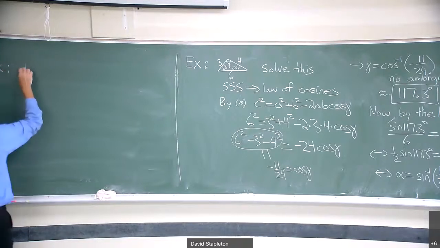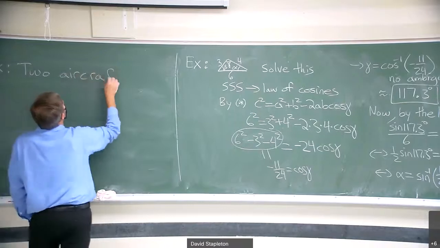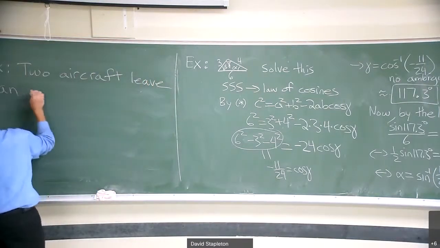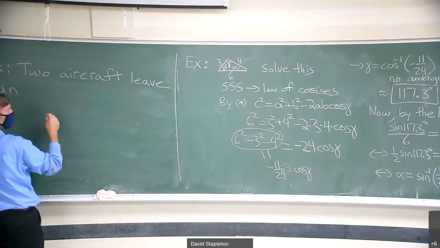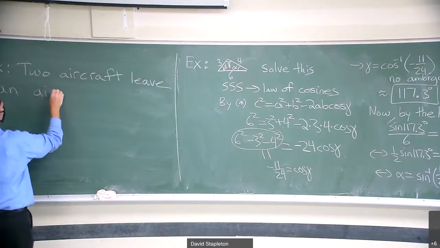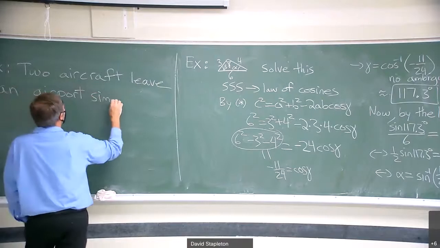Suppose I have two aircraft leaving an airport simultaneously at the same time. That's what that means, for foreign students that sometimes use these words that probably they don't mean. So two aircraft leave an airport simultaneously.